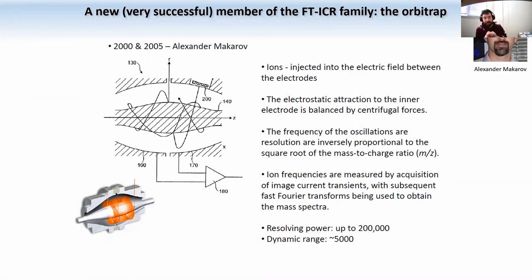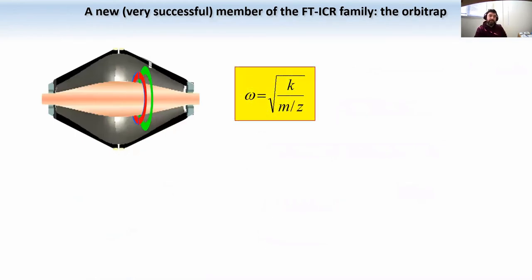This guy, Alexander Makarov, created a smaller Fourier transform type of device that actually doesn't work with the magnet. This is just an electrified fuse. And then basically it works with the same principle. Actually, let me show you the idea behind it.